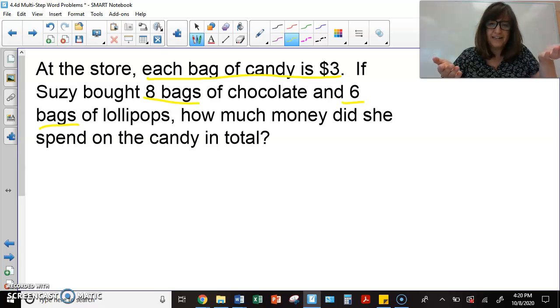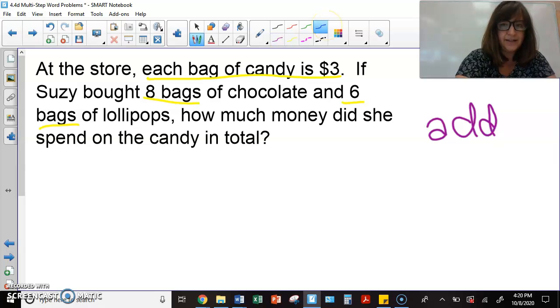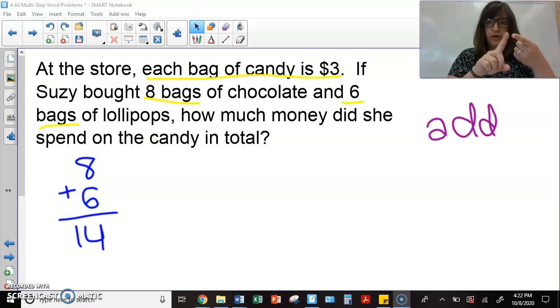So if I know she buys 8 bags of chocolate and 6 bags of lollipops, I'm going to put that together. So the first thing I'm going to do is add. Okay? So I'm going to add 8 plus 6. And that equals 14, okay? So then I need to know if she bought 14 bags of candy, that's not how much she spent because each bag cost $3. So that means she spent $3 on one bag, $3 on another bag, $3 on another bag, and I do that 14 times.